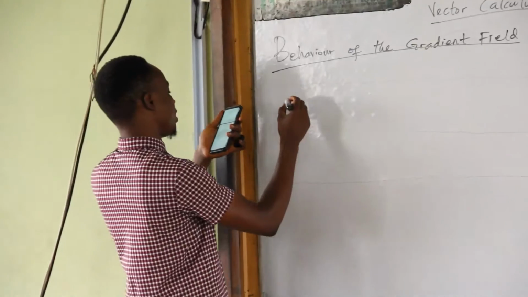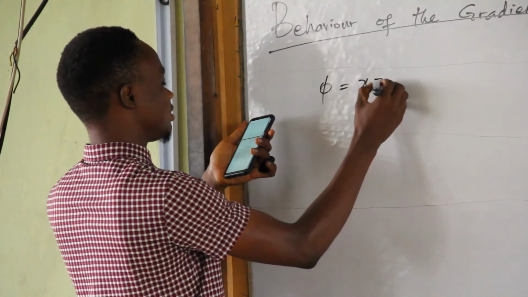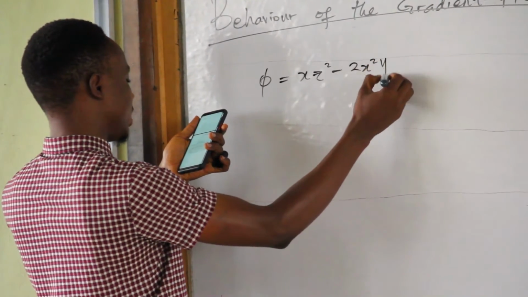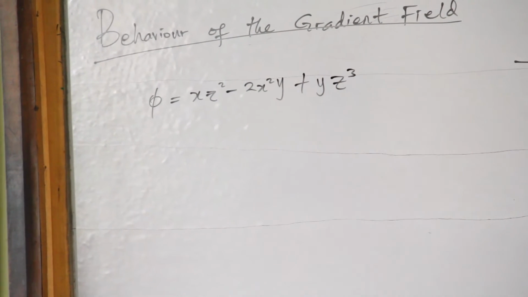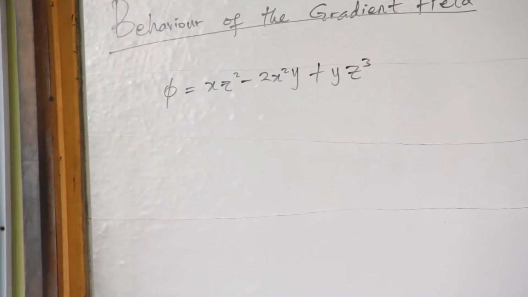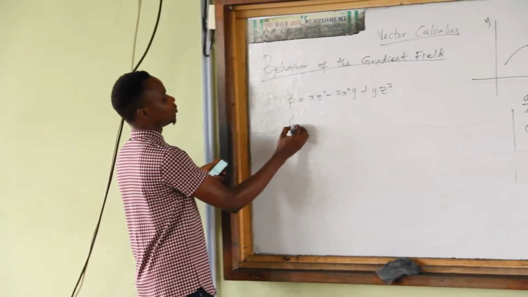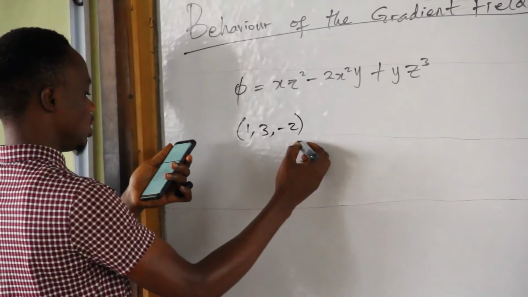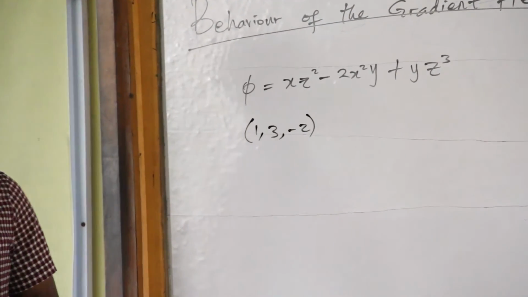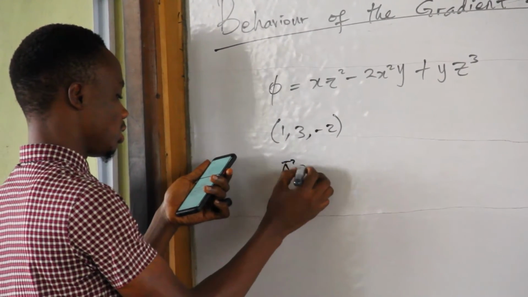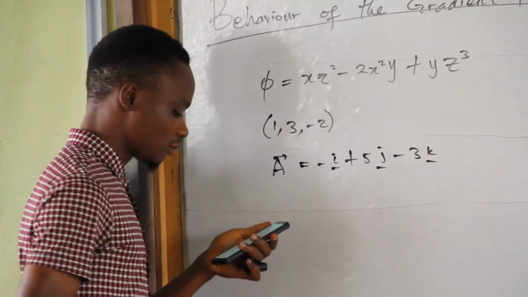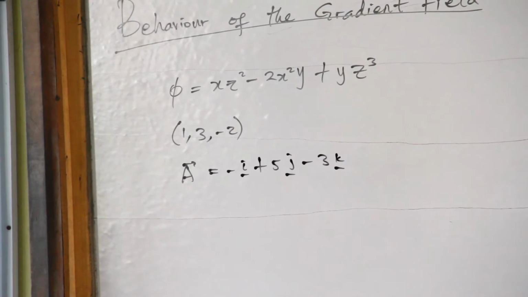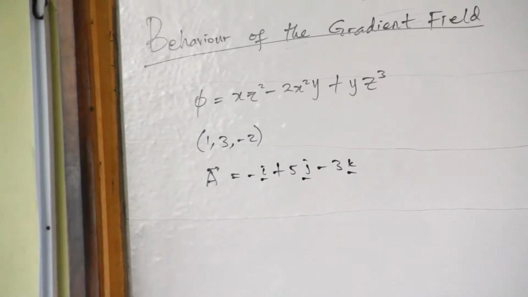Find the directional derivative of phi equals xz squared minus 2x squared y plus yz cubed at the point 1, 3, minus 2, in the direction of A equals minus i plus 5j minus 3k. Did you get that?